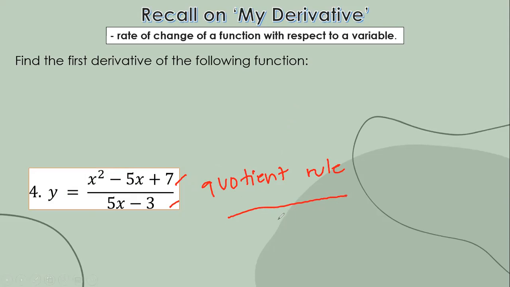Okay. Just copy the denominator tapos i-square natin 'yan. And then sa numerator ang mangyayari, copy yung denominator, multiply sa derivative ng numerator which is u. Let's say ito yung u tas ito yung v. Minus u naman, yun yung numerator times derivative ng denominator. Okay? So, lagi pong ganyan ang quotient rule. So, let's try.